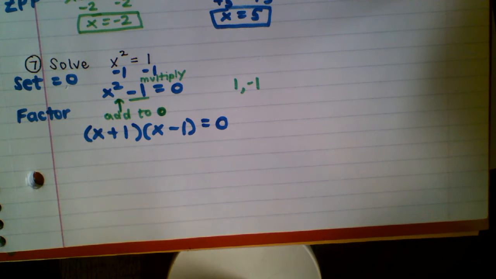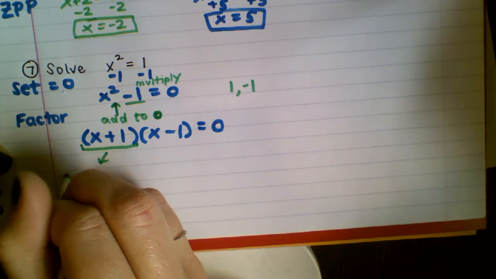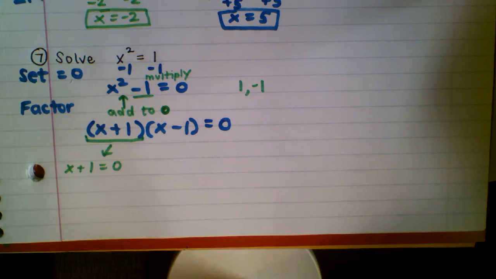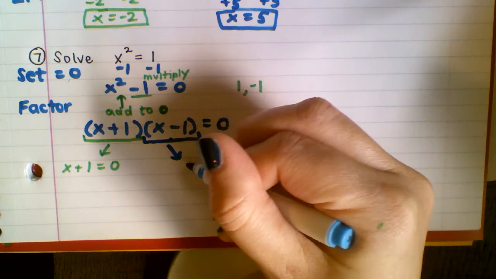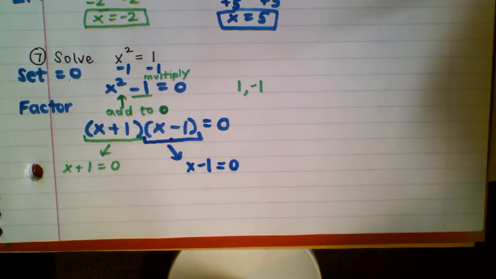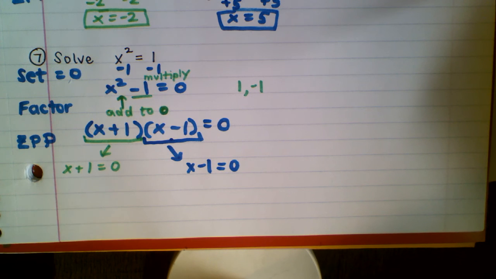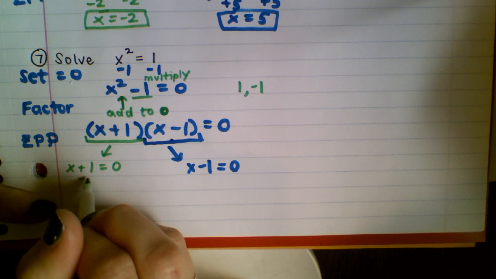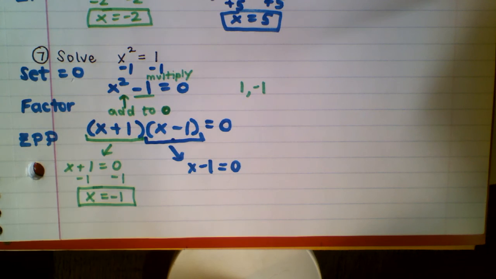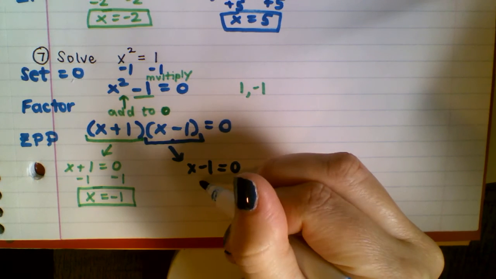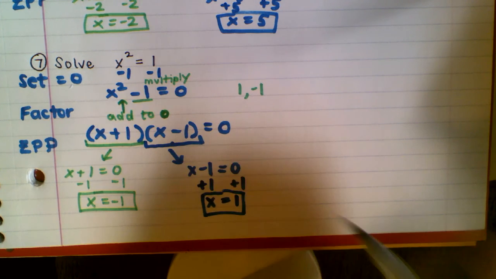We factored. And now let's set each factor, each product equal to 0 to solve. We'll set x plus 1 equal to 0 and x minus 1 equals 0. Again, this is called the zero product property, which I'm shorting as ZPP. Subtract 1 from both sides and we get x equals negative 1. That's my first solution to the quadratic. And when I have x minus 1 equals 0, I just have to add 1 to both sides. X equals 1 is my second and final solution.